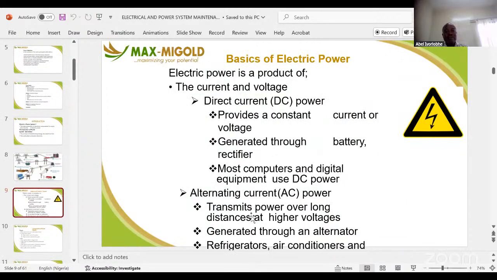Electric power is a product of the current and the voltage. This is what makes up electricity. The product of voltage and current put together gives you electric power.